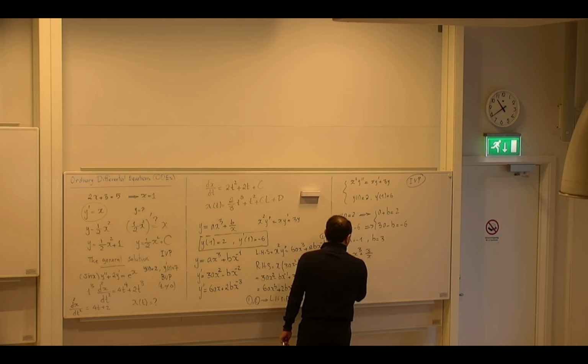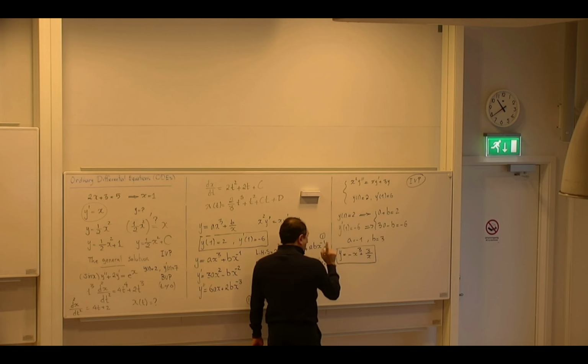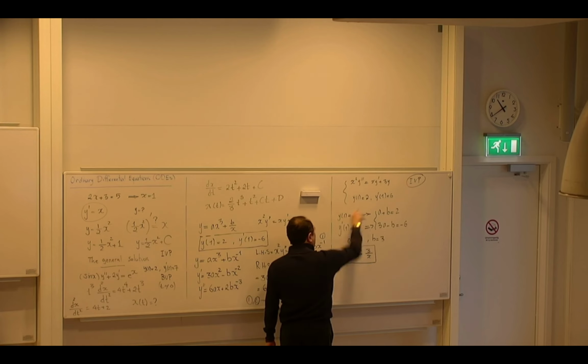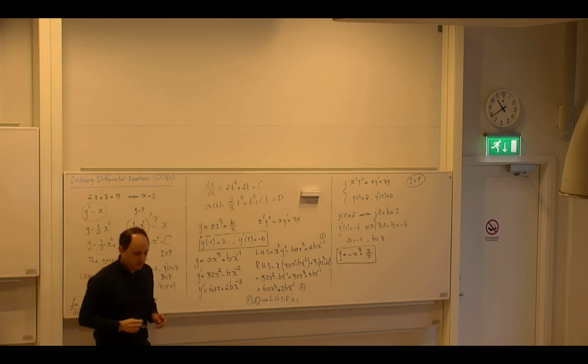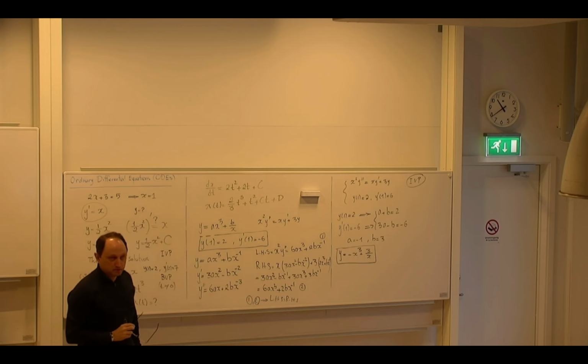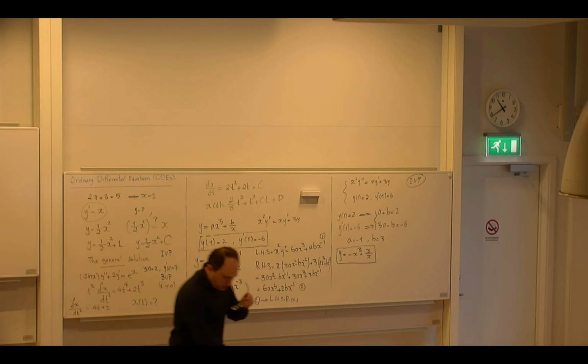So this is the solution, the only solution for the initial value problem. But for the whole differential equation, if I don't have these conditions, I have infinitely many solutions for any possible choices for A and B. Is that right? Yeah.